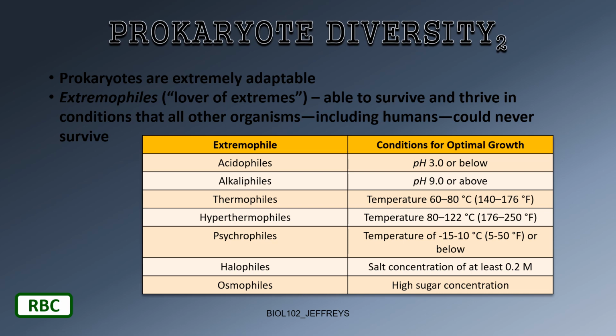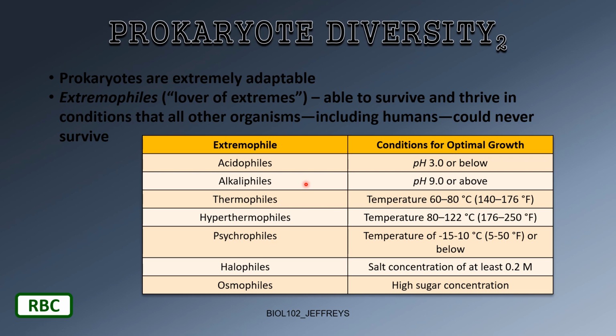And so here's a little chart. I've adapted this from your text, showing you the extremophile group, just generic group, and the conditions for their growth. We have acidophiles, so these are organisms that like acidic environments, pH 3 or below. pH 3 is extremely acidic, like stomach acid, and below.